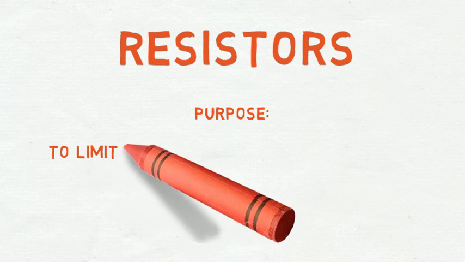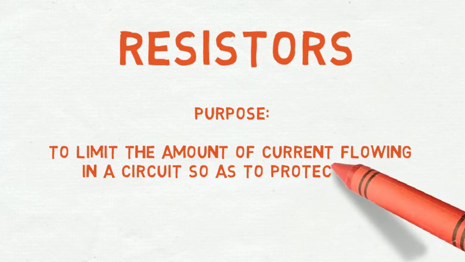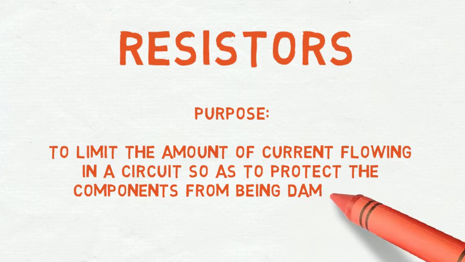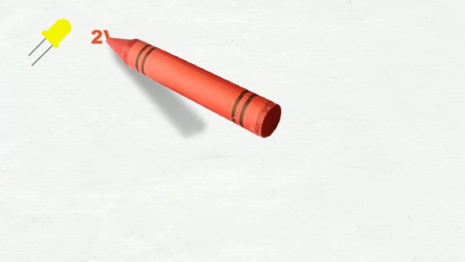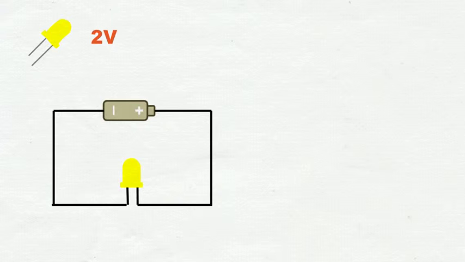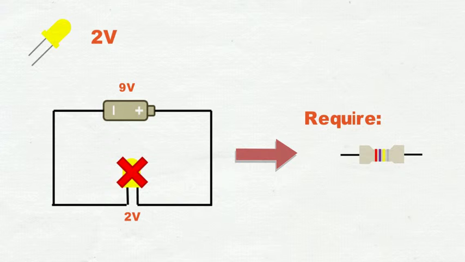The purpose of using a resistor is to limit the amount of current flowing in a circuit so as to protect the components from being damaged by too much current. For example, if an LED works at 2 volts and was connected directly to a 9 volt battery, the LED will burn out quickly. Therefore, to protect it, a resistor is used to reduce the amount of current flow.